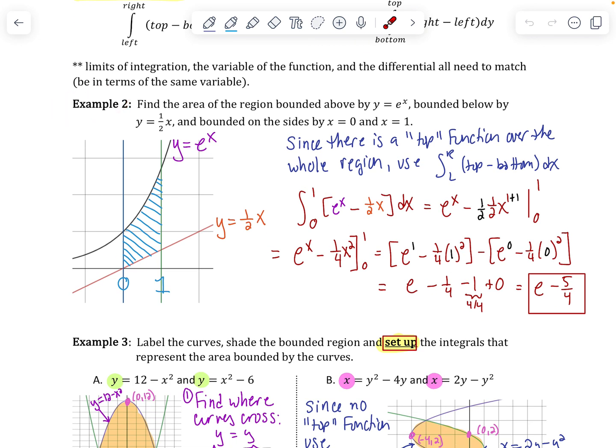So let's look at example 2. Find the area of the region bounded above by y equals e to the x. So we know that this curve has a horizontal asymptote at negative infinity of y equals 0, and at (0, 1), it starts to shoot up exponentially. But they told us this was the above function, so we knew to draw it here. It's bounded below by y equals 1/2 x, so y-intercept of 0, and then it's up 1 over 1, 2, to get to our next point, doing the slope.